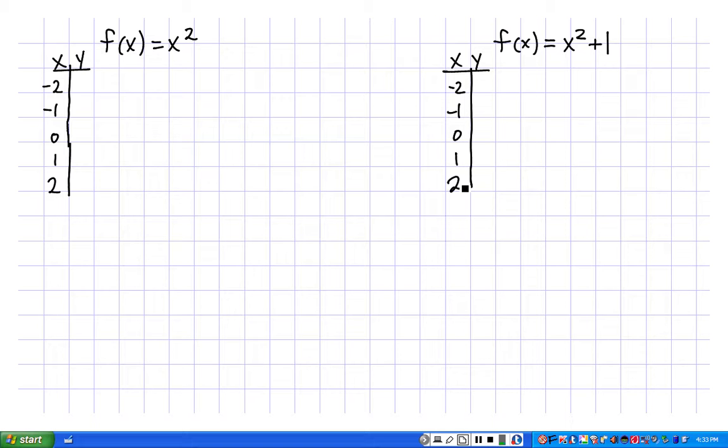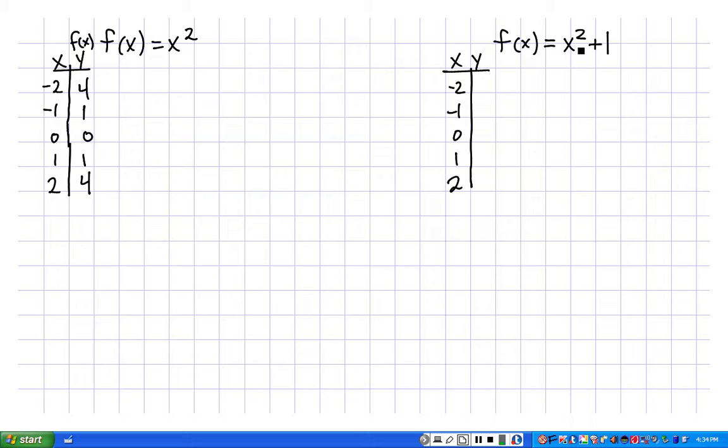For this function, when x is -2, f of x, or y, because remember y is f of x. If I plug in a -2 for x, -2 squared would give me a 4, so f of x or y would be 4. If I plugged in a -1, -1 squared would be just a 1. Plug in a 0, 0. Plug in a positive 1, 1 squared would be 1. Plug in a positive 2, 2 squared would give me 4. So I have those points there.